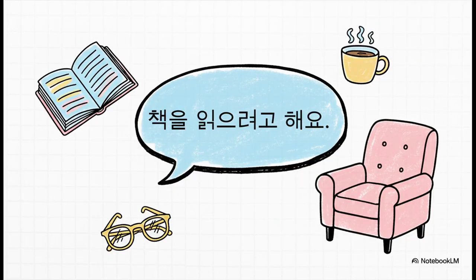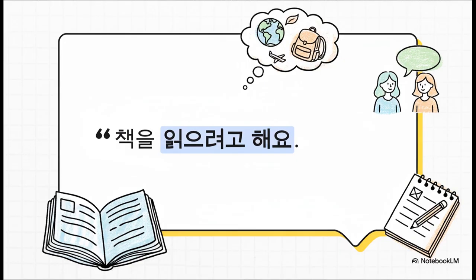Okay, sentence number 4. Now listen closely to this one. You'll hear that 으 sound we talked about because the verb stem ends in a consonant. 책을 읽으려고 해요. Did you hear it? Let's try again. 책을 읽으려고 해요. So yeah, the verb there is 읽다, to read. So the whole sentence just means I'm going to read a book.